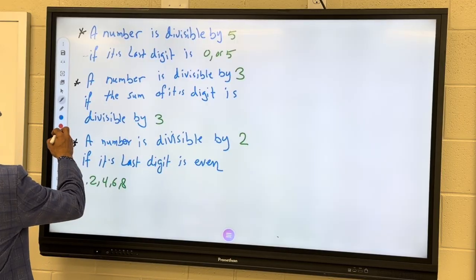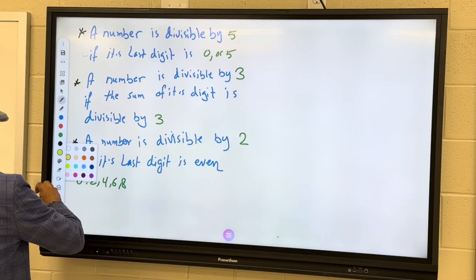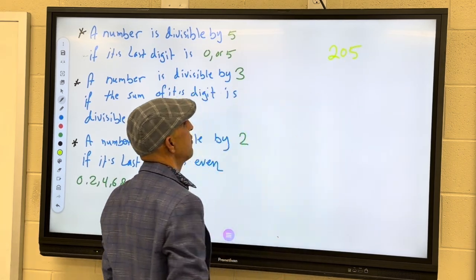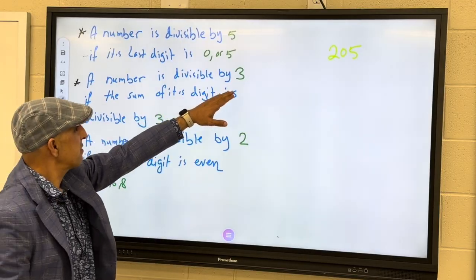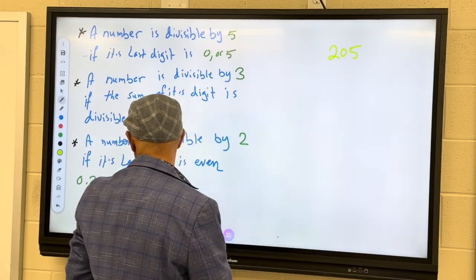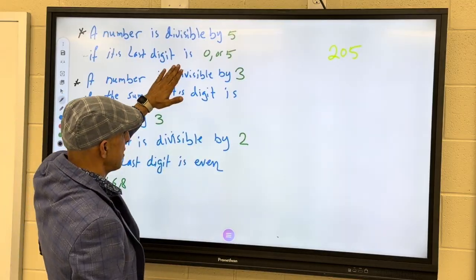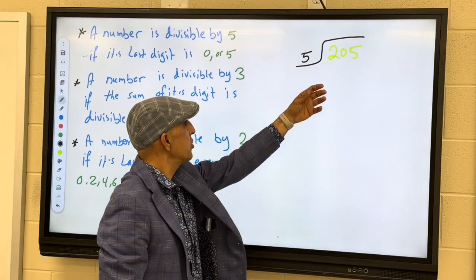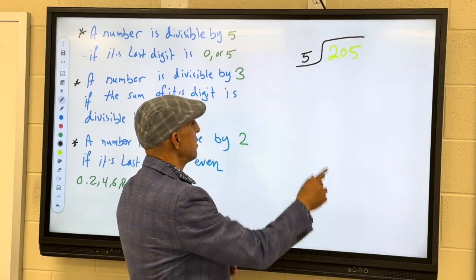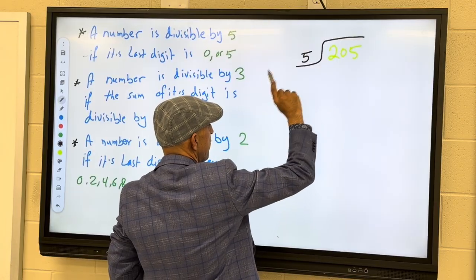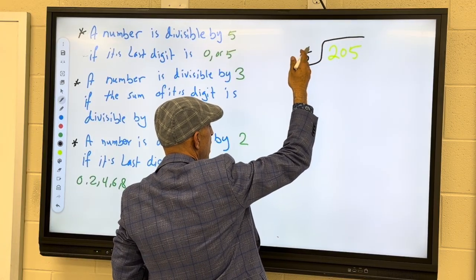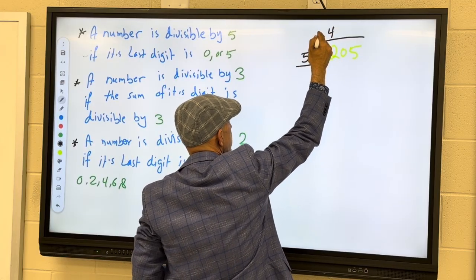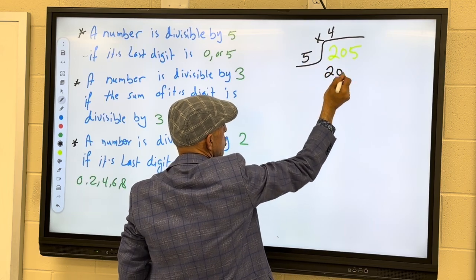For example, if you have a number like 205, we can see that the last digit here is 5, so based on this rule, yes, it is divisible, so I can divide it by 5. You can use the calculator or long division. You say 2 divided by 5, there is no 5 in 2, so you go to 20 divided by 5, which is 4. Then you multiply 4 times 5, which is 20.